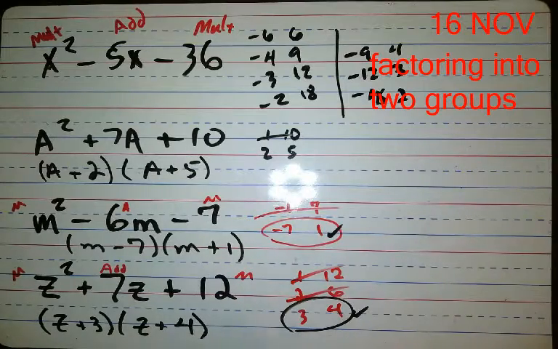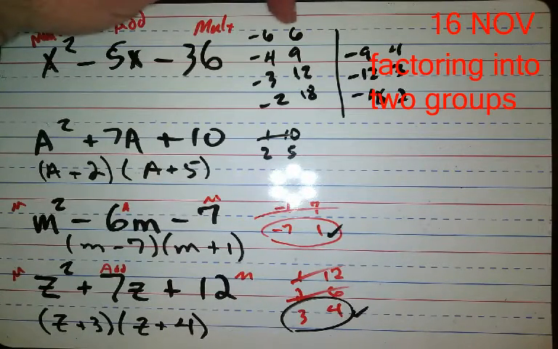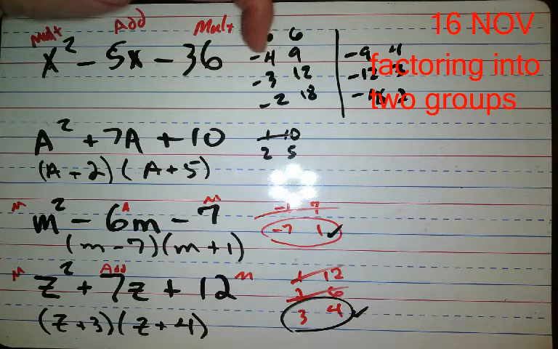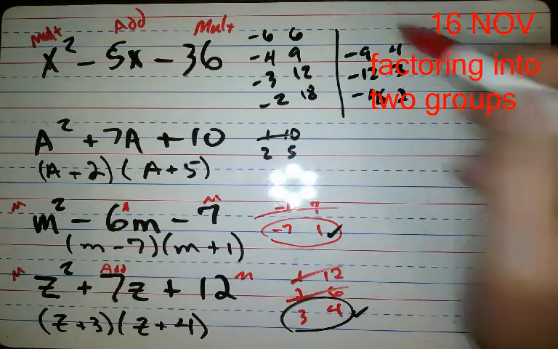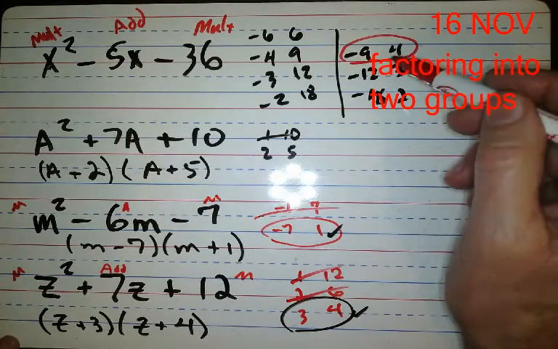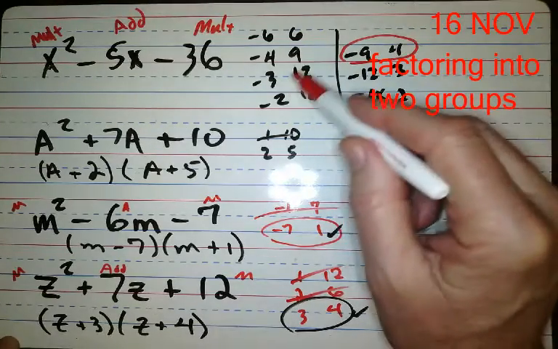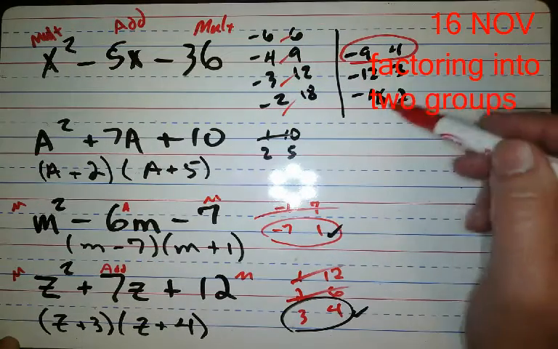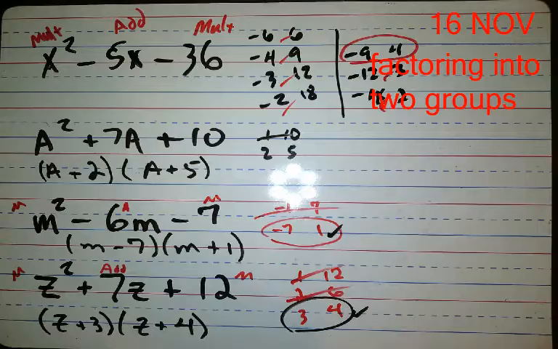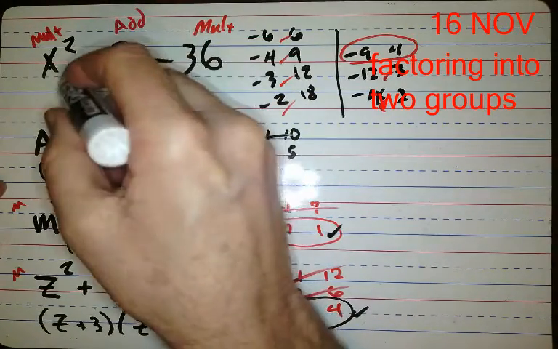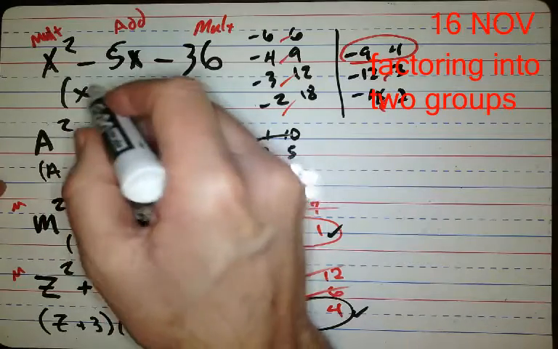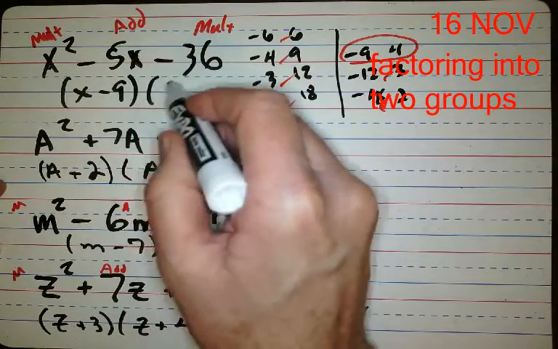So, when I add these two together, I get 0. That's not what I want. Right? When I add these two together, I get positive 5. Whoa, I don't want positive 5. I want negative 5. Ah, must be this one then, huh? Because this one would add up to be negative 5. See, this guy doesn't. Nope, that's the only one. So, that means that this guy is x minus 9 and x plus 4.